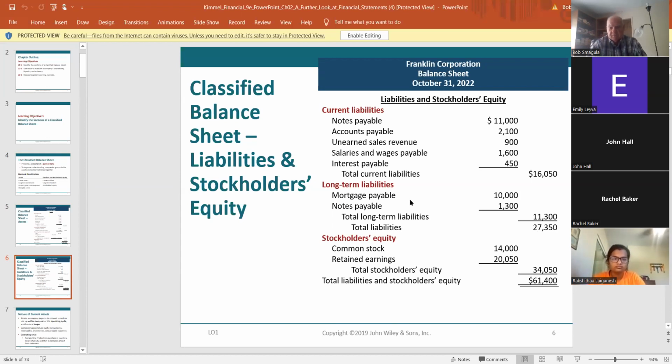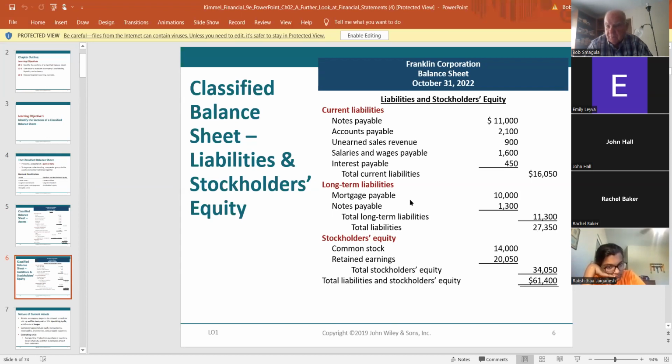So what we have here is a company that issued stock to the public. And that stock issue brought them $14,000 in cash. So the common stock number is 14,000, and that number is going to be reported the same every month for the rest of the history, unless they issue more stock, of course. So you have that component of the stockholders' equity, and then you have what's called retained earnings.